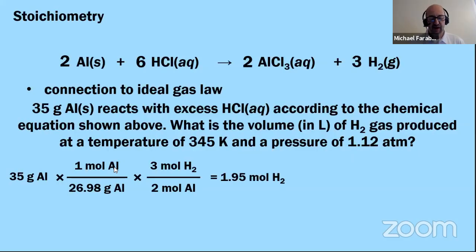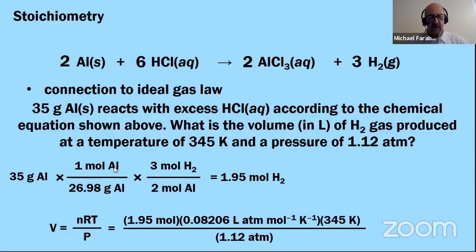When I did this math, I got 1.95 moles of hydrogen, and that will be the n in my expression, V equals nRT over P. Looking at the units, the ideal gas constant has units of liters, atmospheres, moles, and Kelvin. Everything will get crossed off except for liters. So if you do this math, 1.95 times 0.08206 times 345 divided by 1.12, you should get your answer in units of liters. I did this on my calculator, and I got 49 liters of hydrogen.